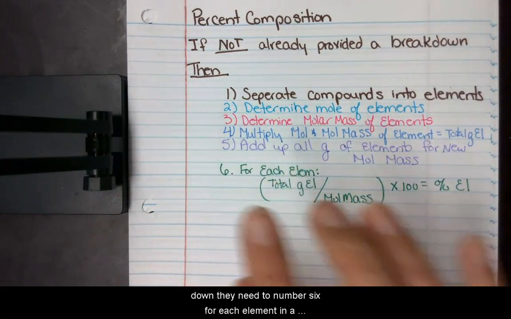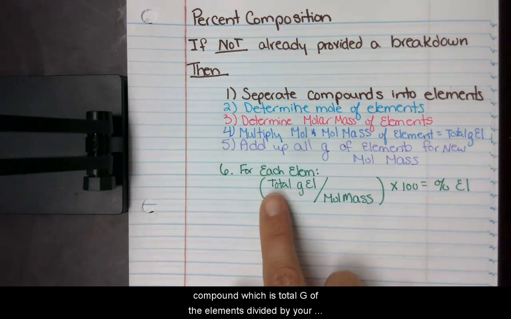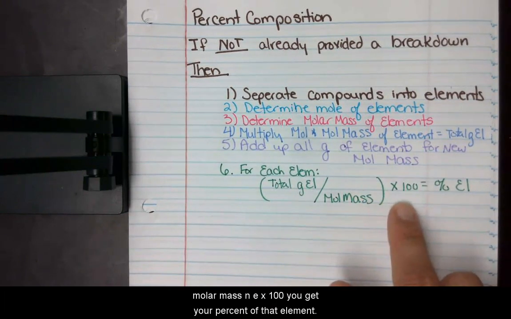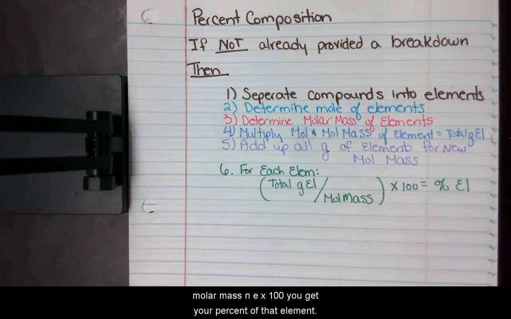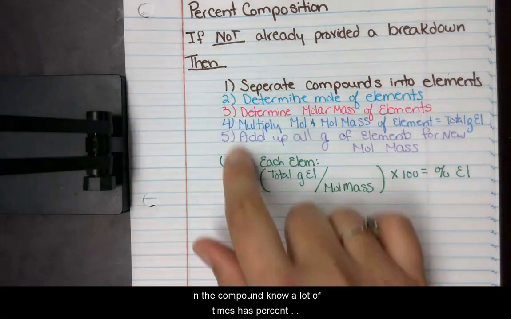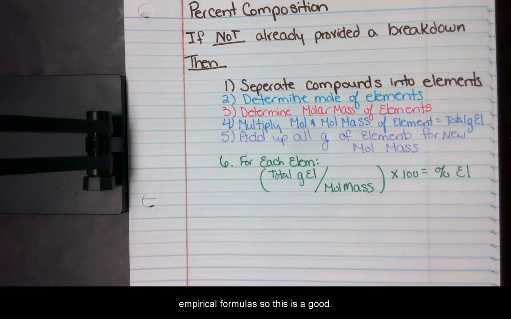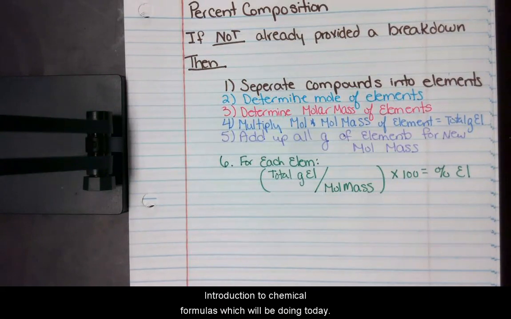Then you do number 6 for each element in a compound, which is total grams of the element. You divide it by your molar mass, and then you multiply by 100 to get your percent of that element in the compound. Now, a lot of times these percent compositions are your starting points for your empirical formulas. So this is a good introduction to empirical formulas, which we'll be doing today.